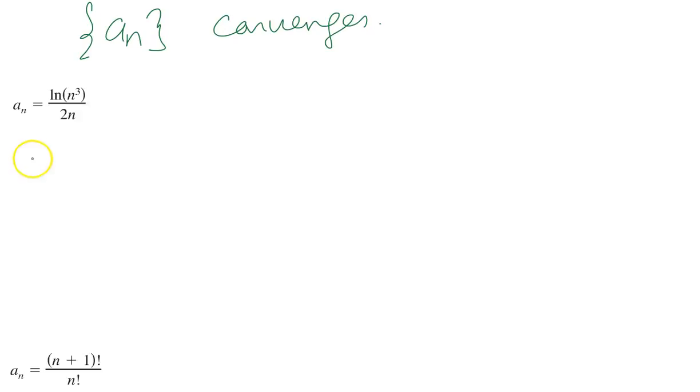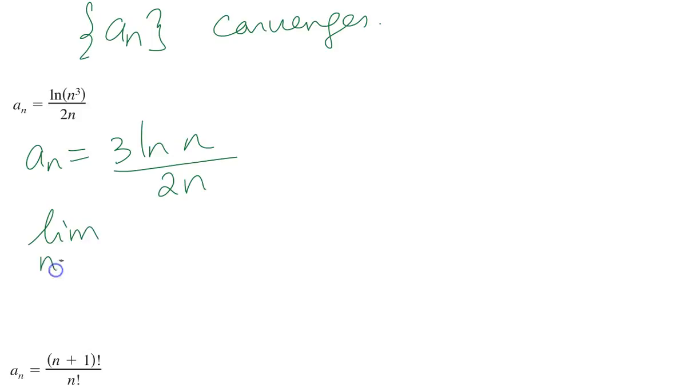What is the limit of this? Alright guys, you know that a_n can be written as 3 times ln n over 2n. The cube is on n, so using the power rule for logs, we can bring the 3 in front. Alright, so we want to find the limit as n goes to infinity of 3 ln n over 2 times n. As n goes to infinity, direct substitution will yield infinity over infinity.